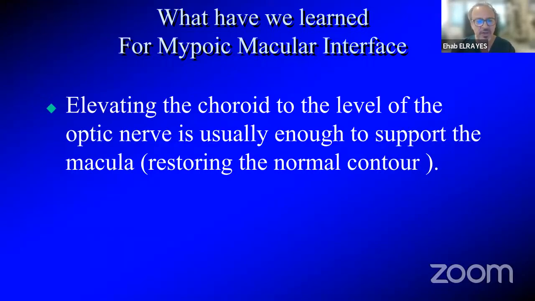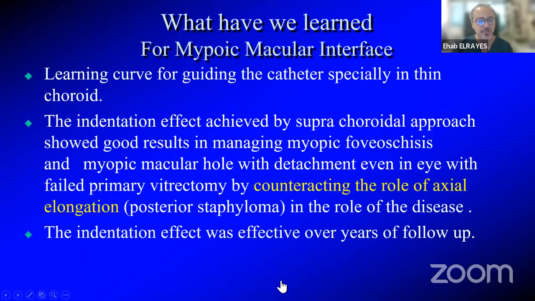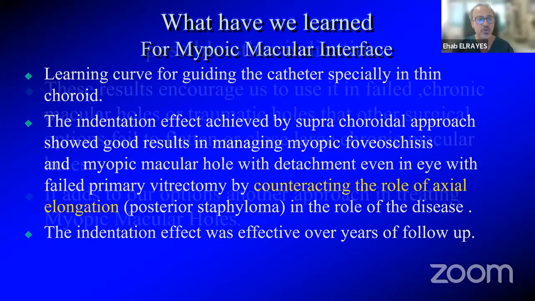You don't need to over-indent, as I mentioned. The learning curve is very important, and at the same time, this solves the problem of axial elongation, which is a continuous process in high myopic eyes. We have to always think about myopic detachments. It's an ongoing process, and you will have later on elongation of the eye. So posterior indentation, whether scleral or suprachoroidal, is the way to go.